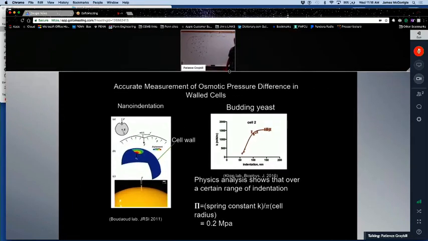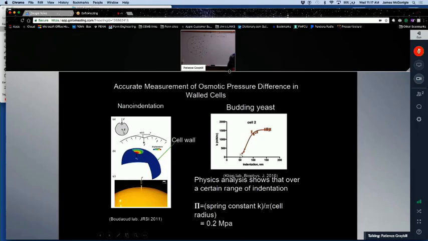And so recently a better method has been developed based on nano-indentation. So if you look over here, here's your cell, and now there's a nano-indenter that pushes into the cell wall. And a very nice physics analysis showed that the corresponding spring constant that you measured as you feel the cell pushing back on this nano-indenter, that spring constant is very closely related to the turgor pressure. In fact, the turgor pressure is just that spring constant times this geometric factor.